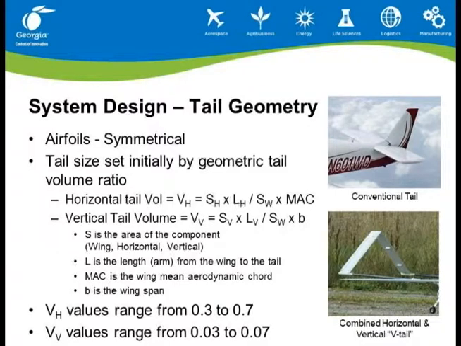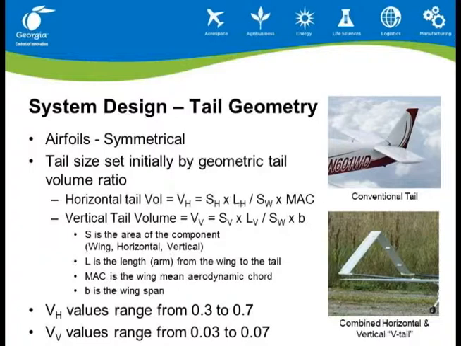L is the length of the arm from your wing to the tail. Remember, you have to have that arm there. MAC is the mean aerodynamic chord, and B is the wingspan. So you can use those equations to come up with values for this.